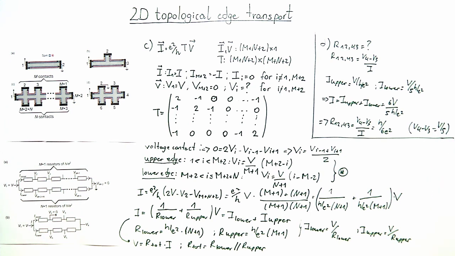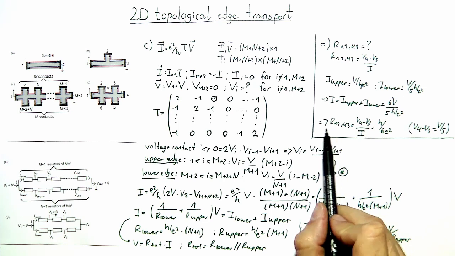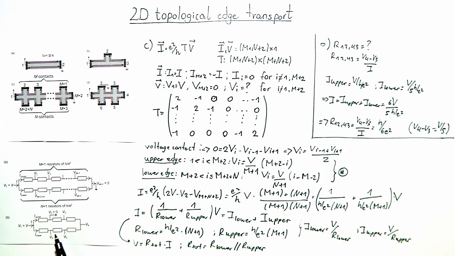of the voltage V. So you see here, we were able to derive the resistance we're interested in very quickly by using this equivalent resistor network model without actually having to deal with the transmission matrix and so on, just by associating a resistance of h over e squared with each edge segment.